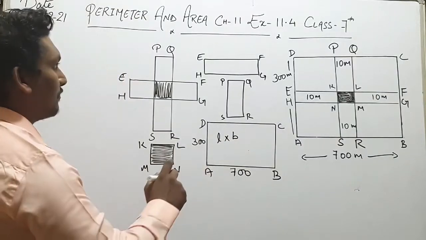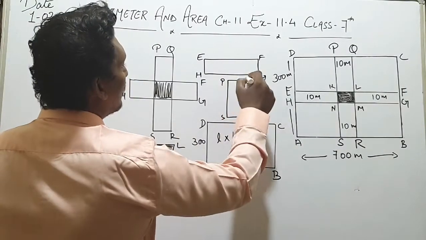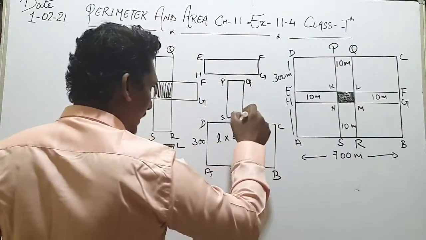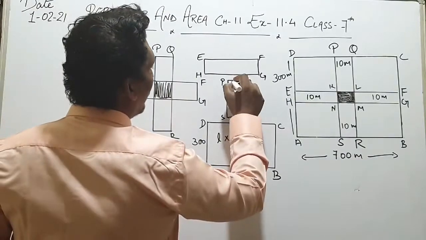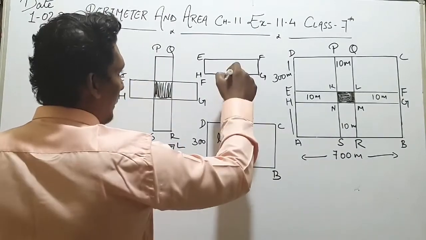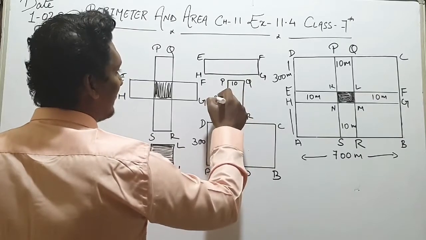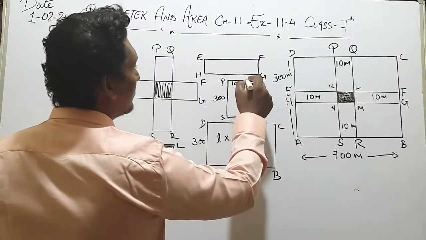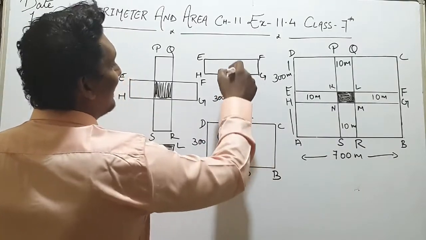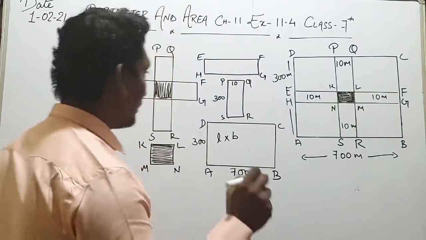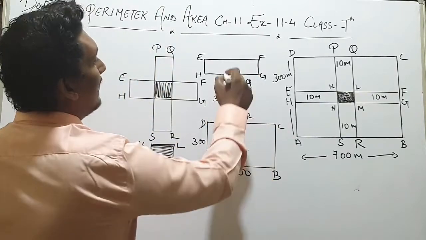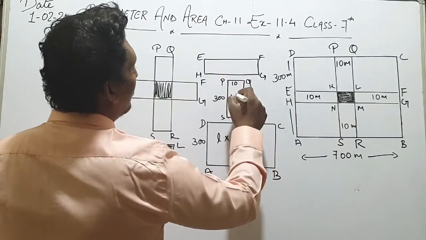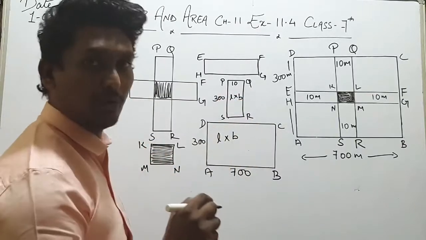Now come to the next rectangle, PQRS, whose breadth is 10 and we are talking about PS whose length is 300. So when we are talking about PQRS, whose breadth is 10 meter and length is 300 meter, here also we have to find the area of rectangle PQRS, okay. So length into breadth, that is 300 into 10.